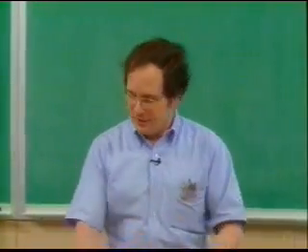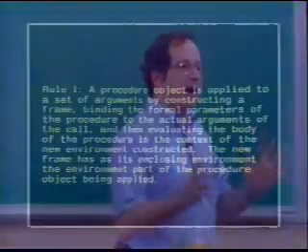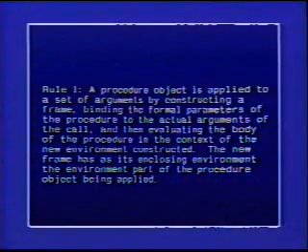Okay. The first rule, there's only 2 of them. These correspond to the substitution model rules. And the first one has to do with how do you apply a procedure to its arguments. Okay? A procedure object is applied to a set of arguments by constructing a new frame. That frame will contain the mapping of the formal parameters to the actual parameters, or the arguments that were supplied in the call.